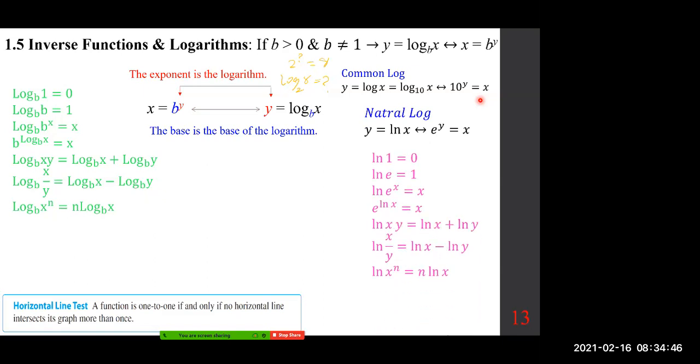We can write the natural log. When we write ln, that means the base is e, okay? And we are using the same properties. This is general, this is specific, okay?